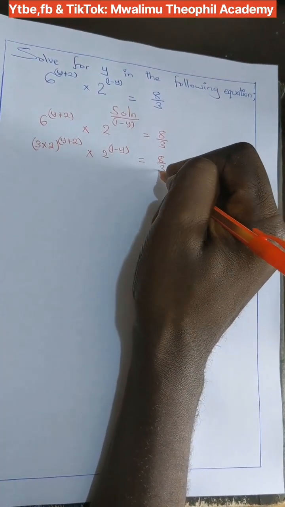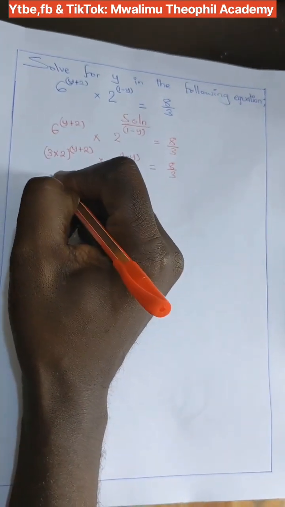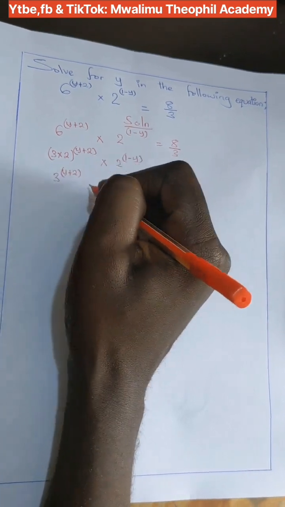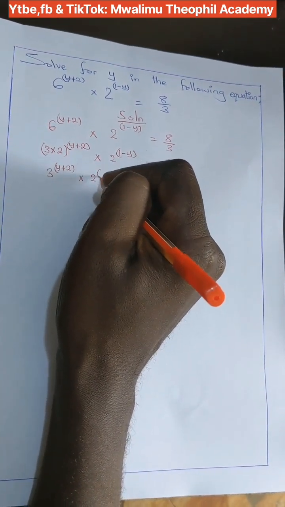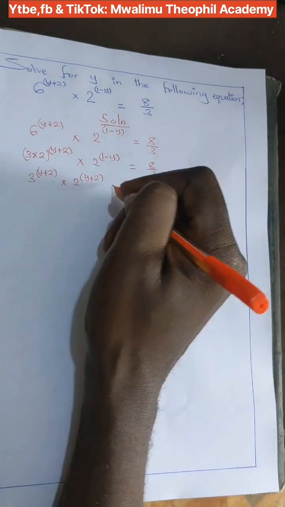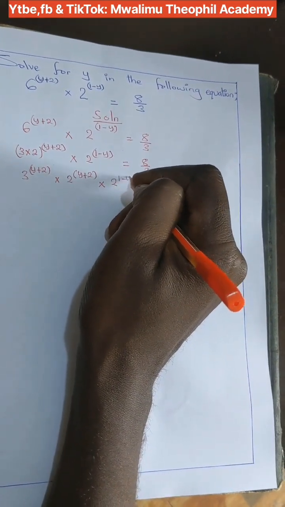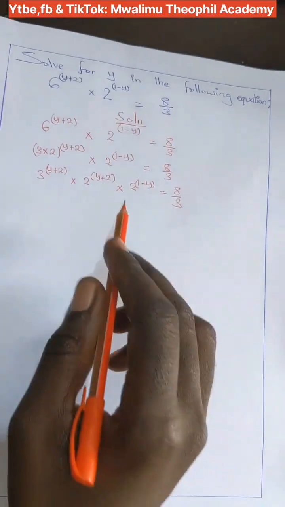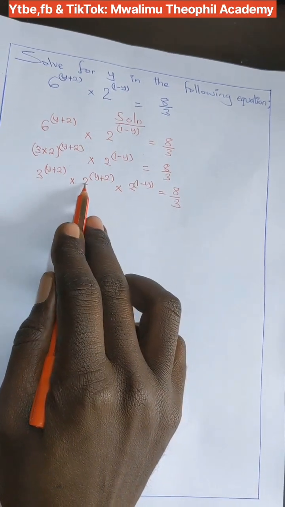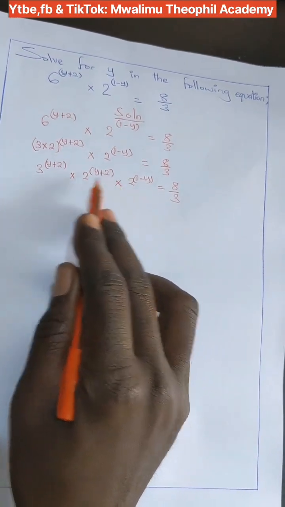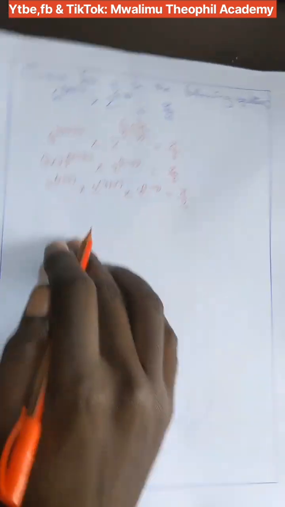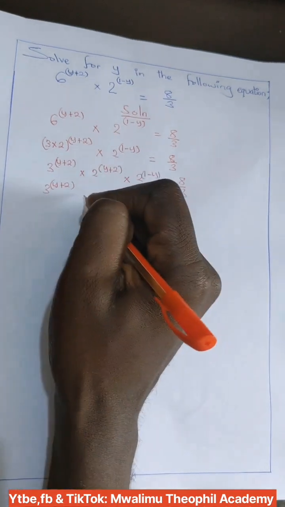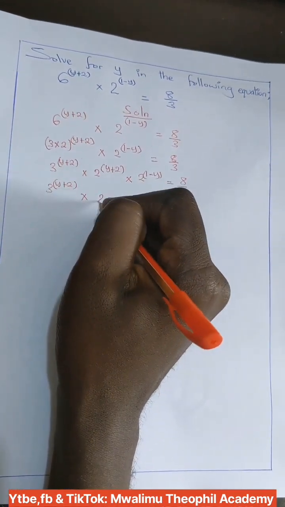8 divided by 3. Now let's open the bracket to be 3 raised to y plus 2 times 2 raised to y plus 2, times 2 raised to 1 minus y, is equal to 8 divided by 3. Then we may combine this one and this because both have the same base, which is 2, which is going to become 3^(y+2) times, we take one base, 2.